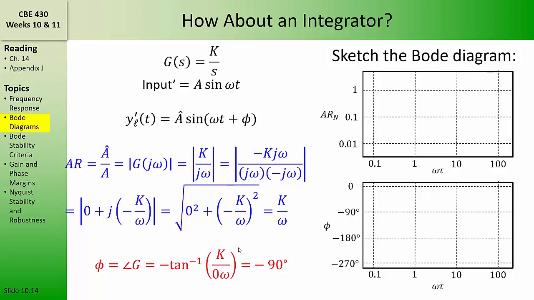To find the phase angle, we need to take minus the arctangent of the imaginary part divided by the real part, which is minus the arctangent of infinity, or minus 90 degrees. Now that we know the amplitude ratio and the phase angle, we can prepare the Bode diagrams. To get the normalized amplitude ratio, remember we divide the amplitude ratio by the gain k. So you can plot the normalized amplitude ratio as a function of omega tau on this log-log plot, and the phase angle as a function of omega tau on this semi-log plot. Take a moment to do that and then see if your plots look like mine.